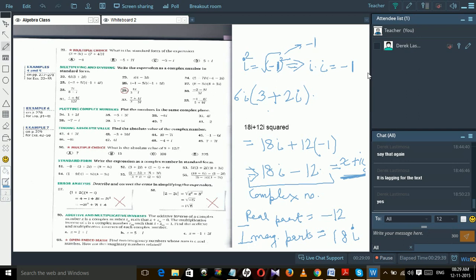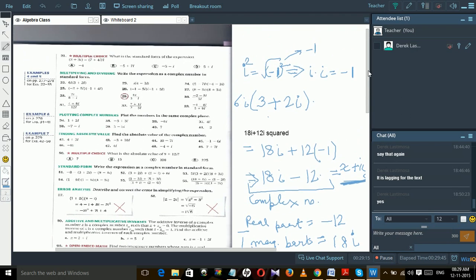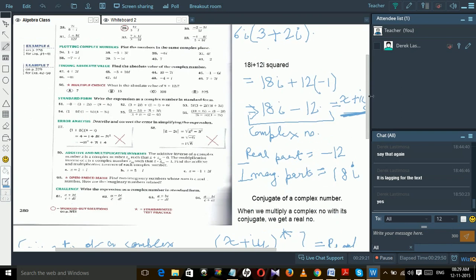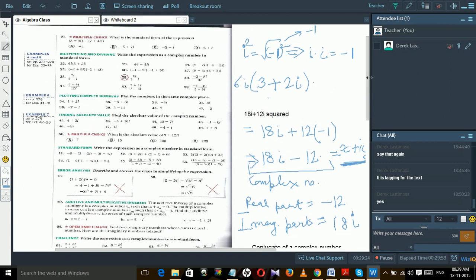Okay, so we're done with the first question. The question was to write the expression as a complex number in standard form. As you said, we used the distributive property and multiplied 6 iota with 3 plus 2 iota in question number 22 and got the answer as 18 iota minus 12, or minus 12 plus 18 iota. You always write the real part first and then the imaginary part. In general, that is the standard notation. Okay, coming to question number 23.